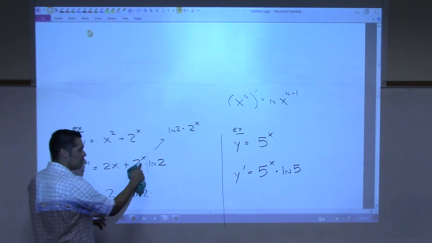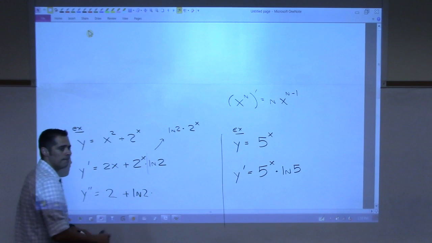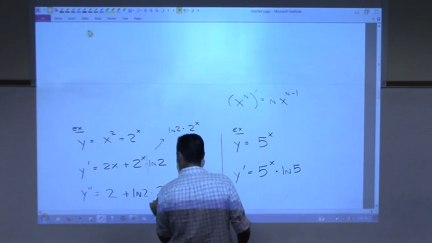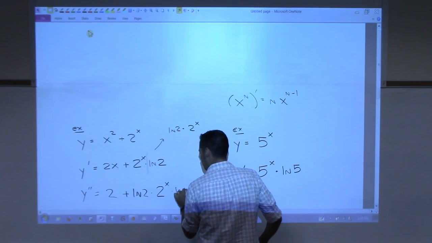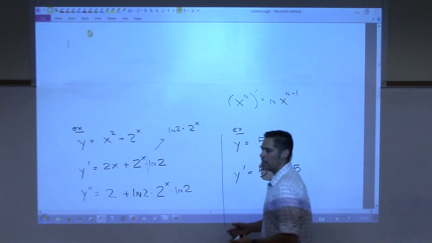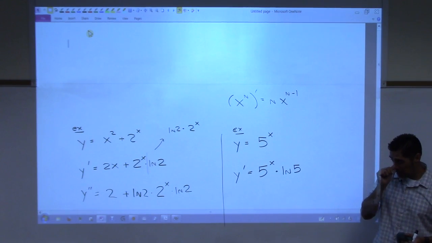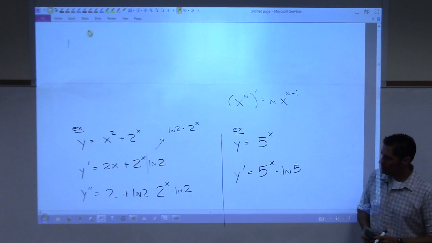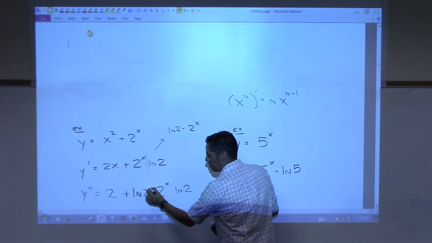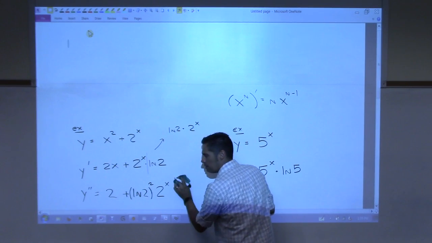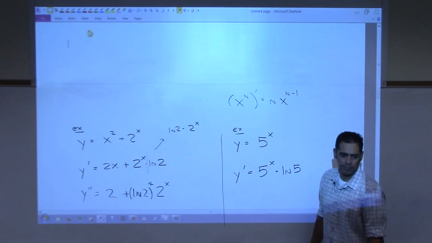Now I just have to ask myself, what's the derivative of 2 to the x? What is the derivative of 2 to the x? 2 to the x times natural log of 2 again. So I'm going to get 2 natural log of 2's. I would probably put it like this, squared, and erase that. That's what I would do.